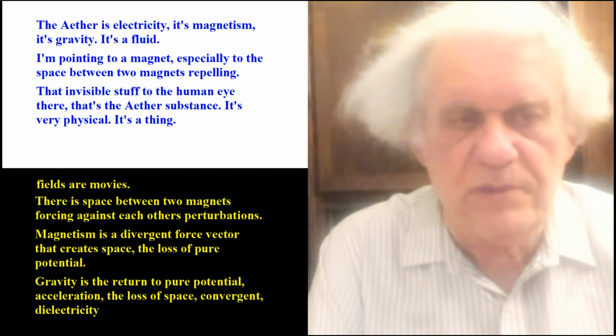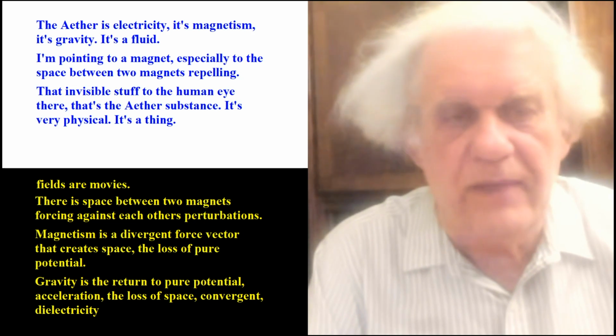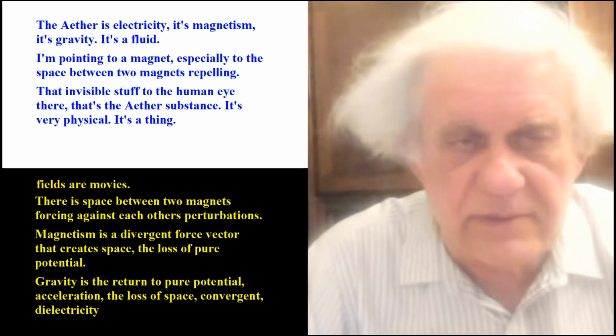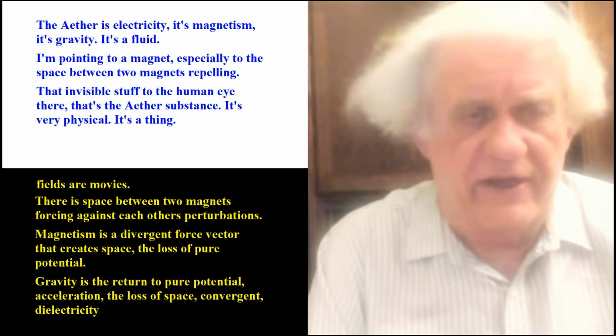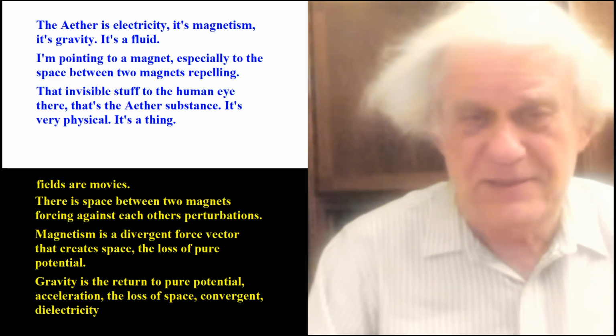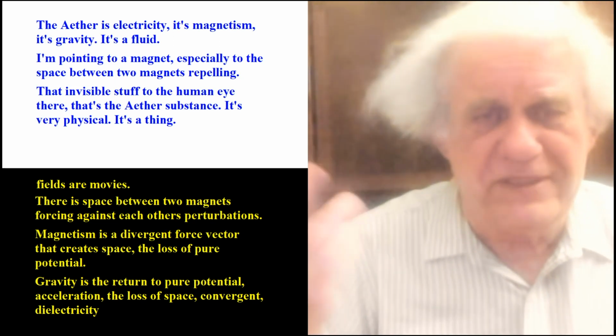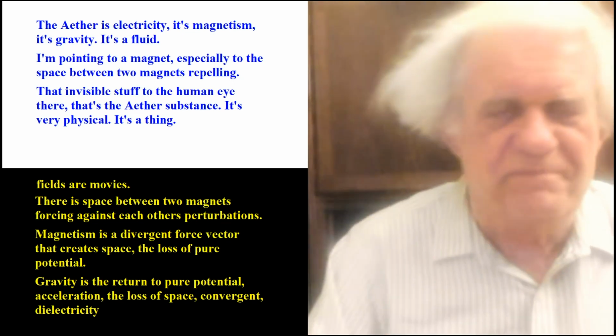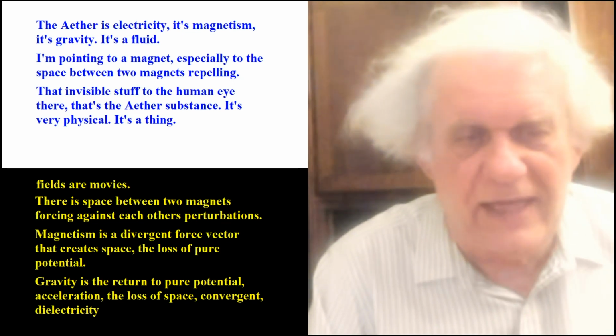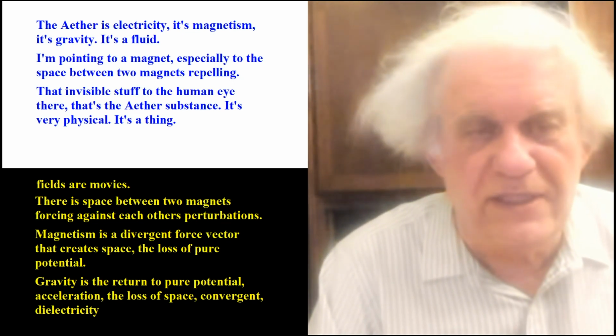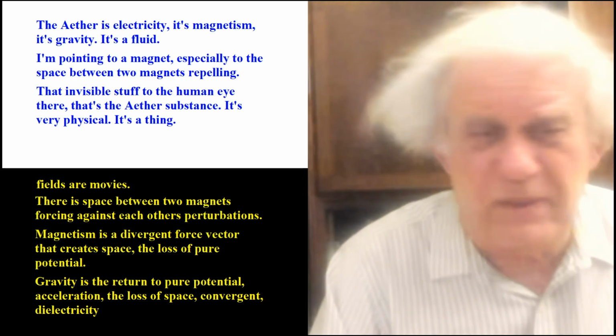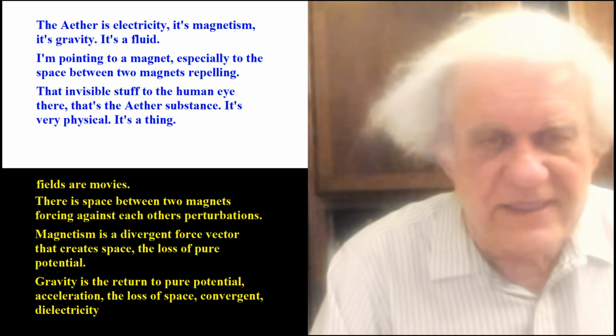There is space between two magnets forcing against each other, perturbation. Magnetism is what? A divergent force vector that creates space. Creates space. The loss of space potential. The loss of pure potential. So they're talking about nonsense. They're inventing these terms like counter space, potential. What is all that? What are they referring to?